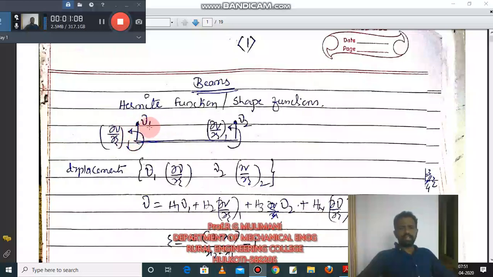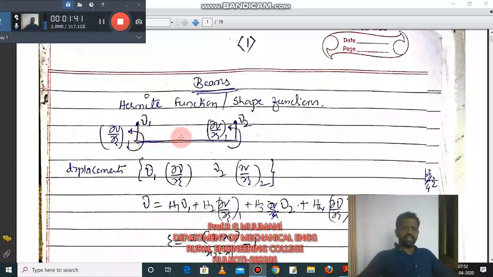What are the nodal displacements here? For the beam element, when it is subjected to external loading, in each node there is a vertical displacement as well as a slope. So in each node there are 2 degrees of freedom: one is vertical displacement and the other is slope or rotation. One beam element has 2 nodes, and in both nodes we have 2 degrees of freedom.